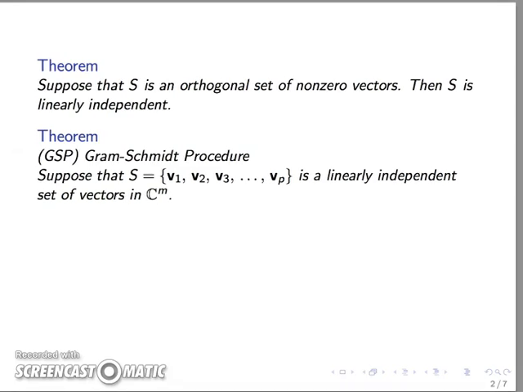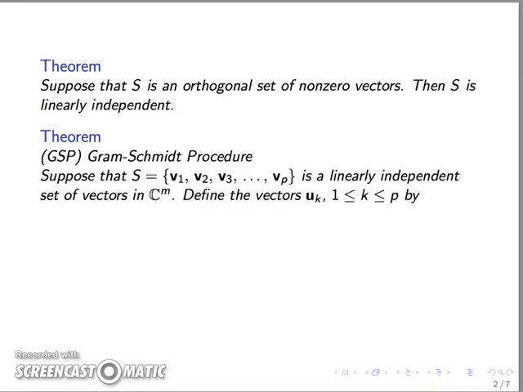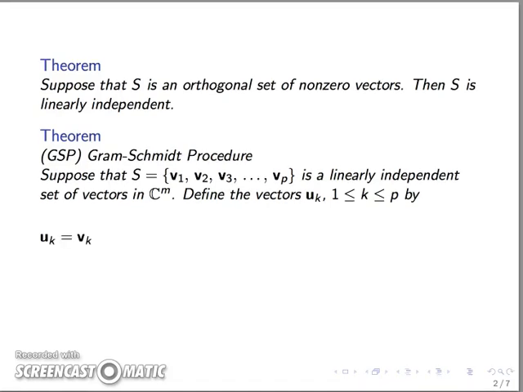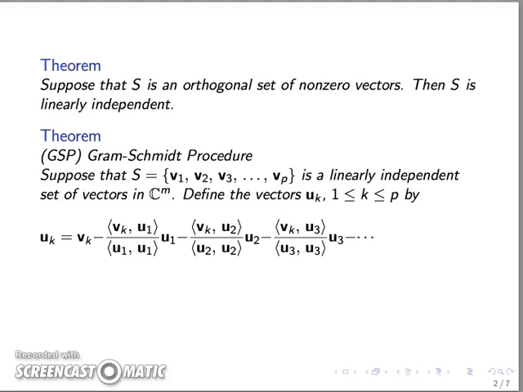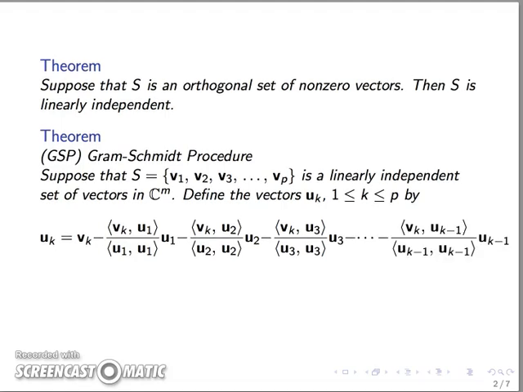So let's say that we call those vectors u. Given vectors v sub 1, v sub 2, all the way through v sub p, we are going to define new vectors denoted u sub k such that, for a fixed index k, u sub k will be v sub k minus this quantity, minus this other vector, minus this other vector, etc., all the way through subtracting these other vectors.